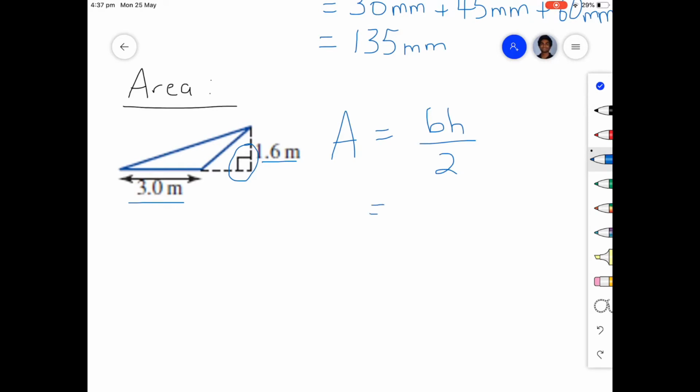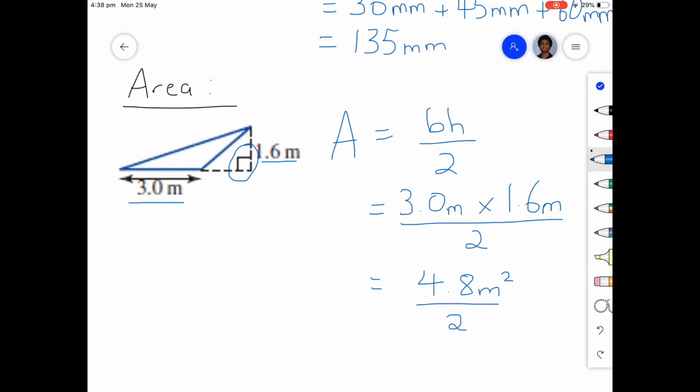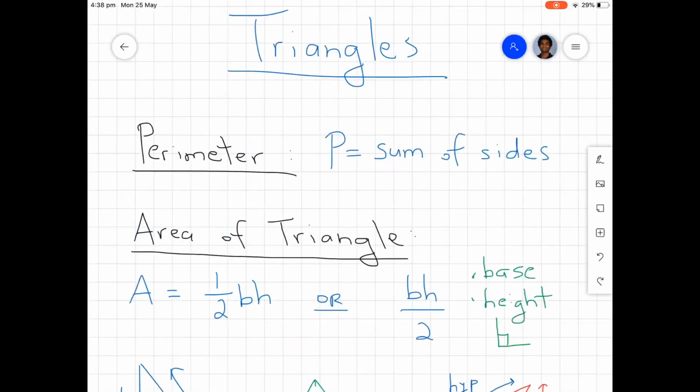So substituting into our formula, our base is 3.0 meters, and our height is 1.6 meters. And we divide all of that by 2. So solving the top of that fraction, we end up with 4.8 meters squared, and we do of course still need to divide by 2. So 4.8 meters squared divided by 2, our final answer will be 2.4 meters squared. And that is how you calculate the perimeter and area of a triangle.